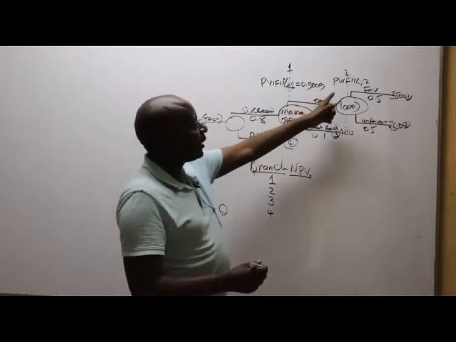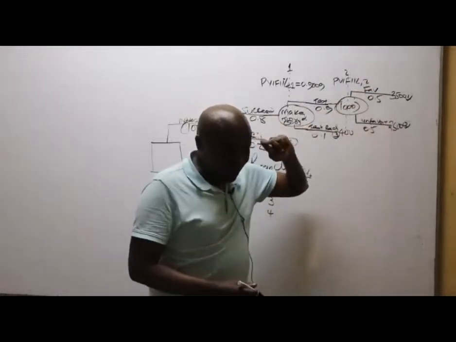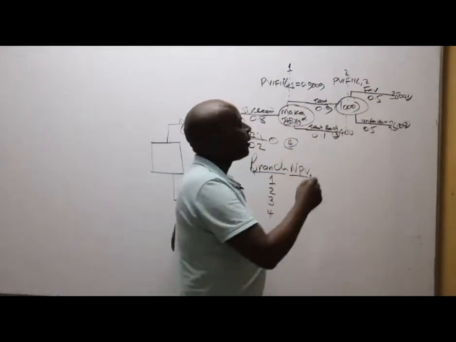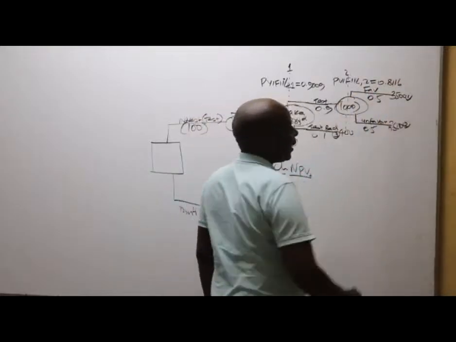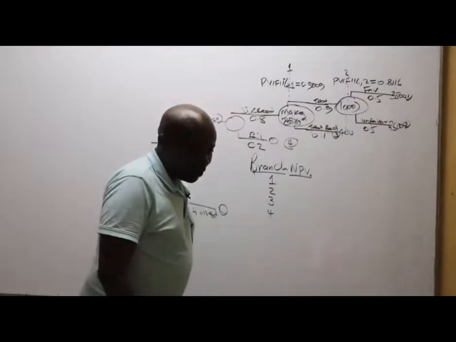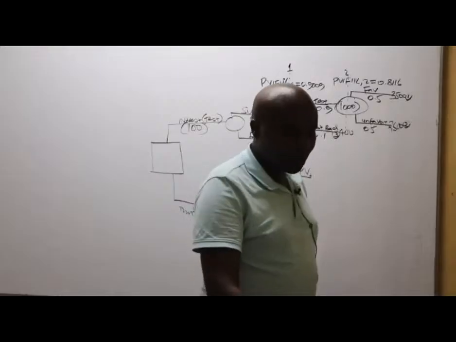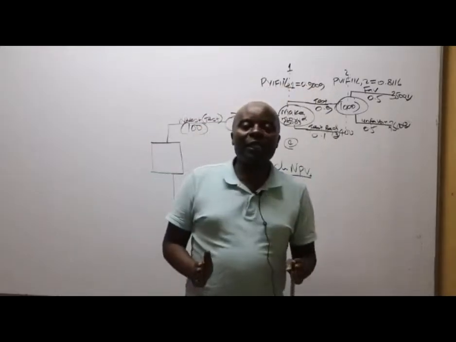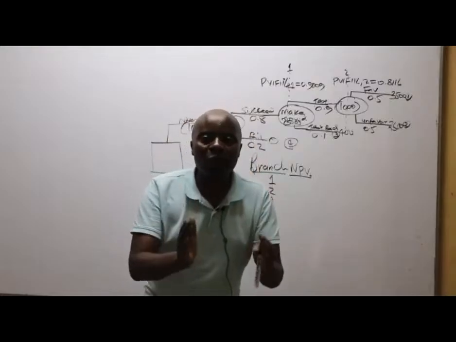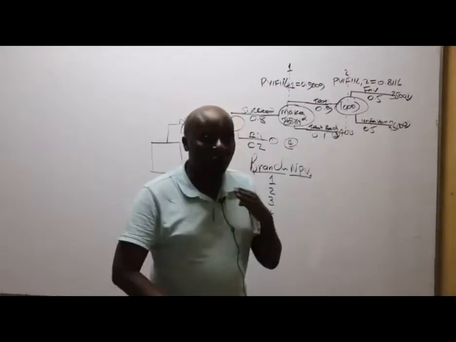So PVIF, 11% 2 years. What do we have? 0.8116. Thank you very much. So they are telling me that these figures are not right. Remember, ladies and gentlemen, all students here, if 11% is found in our tables, don't compute. Always read from the tables.